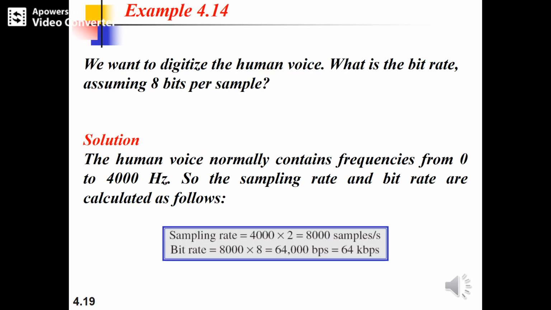So for example, the human voice normally contains frequencies from 0 to 4000 Hz. So the sampling rate and bit rate are calculated as follows. As I said before, the sampling rate is equal to 2 times the actual maximum frequency. In order to represent each character, we need 8 bits per sample, so 8000 times 8 is 64 kilobits per second.